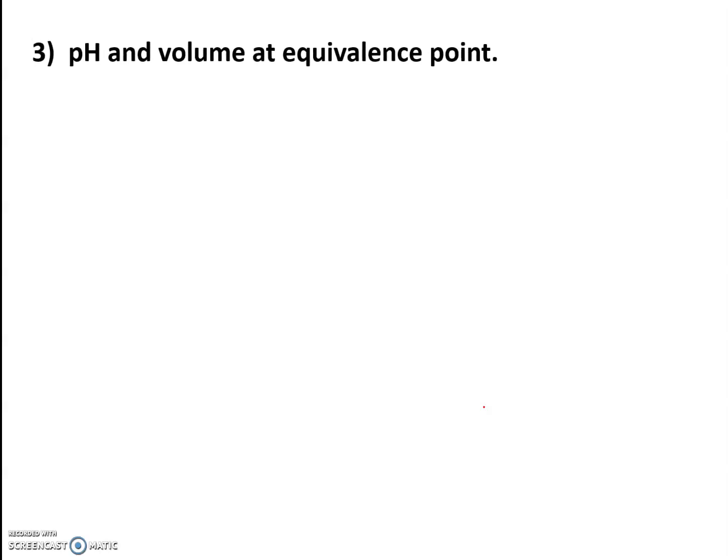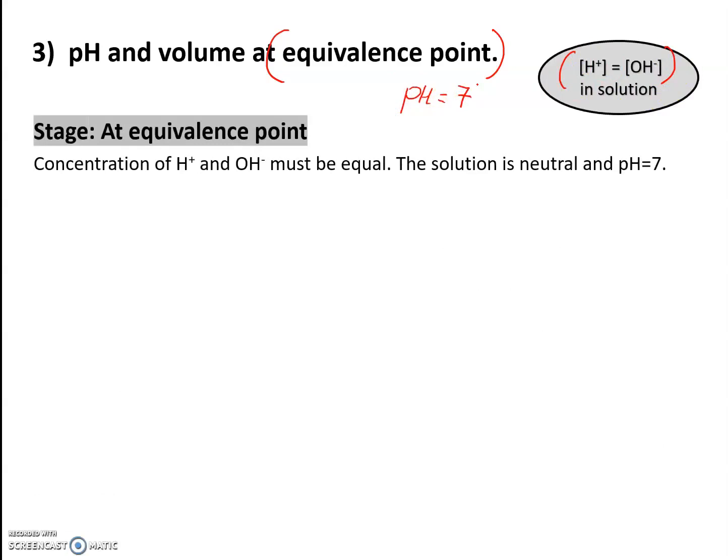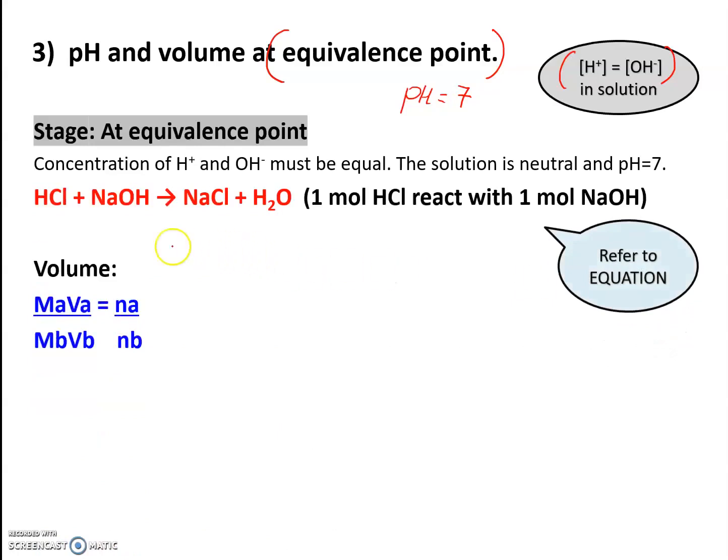Next, question number 3, pH and volume at equivalence point. You have to know that at equivalence point, concentration H plus equals concentration hydroxide. That's why the pH at equivalence point is equal to 7. So at equivalence point, you must include the equation. Find pH and volume. First we want to find the volume at equivalence point, meaning how much volume of base is added at the equivalence point stage.